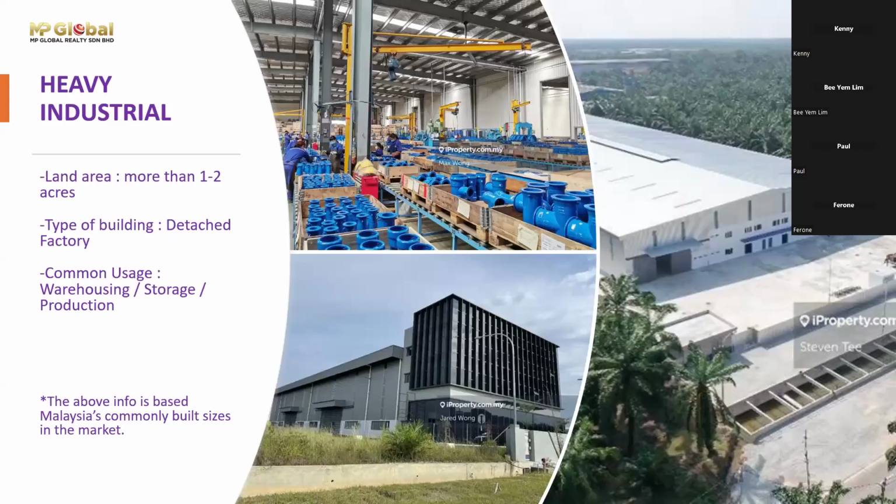For heavy industry, most of it in the Malaysian market is currently at 1 to 2 acres and above. Most of it they're using as a detached factory for warehousing, storage, and production. So this is categorized under heavy industrial.